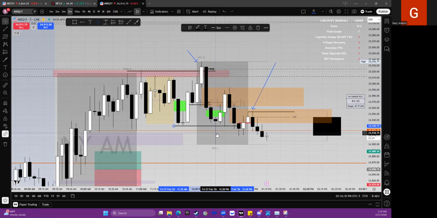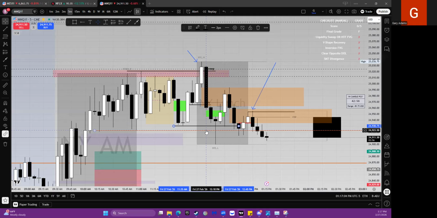Did the body close below? Yeah, but I can understand why somebody would say that, because if it's just a wick, it looks like price snapping back. It really just depends on how it feels, and a lot of times just how the setup looks, how it feels, and how confident I am.